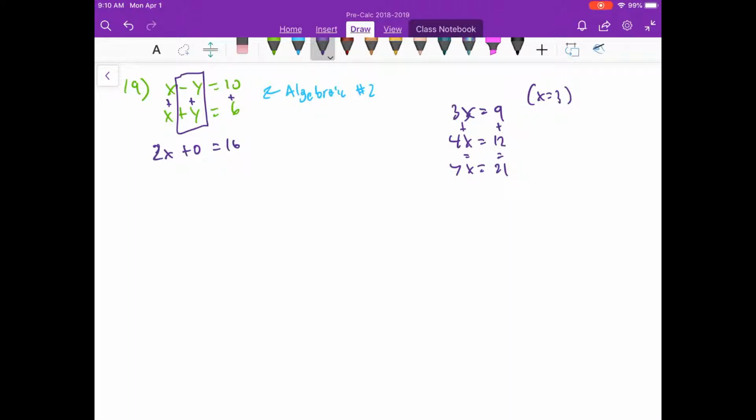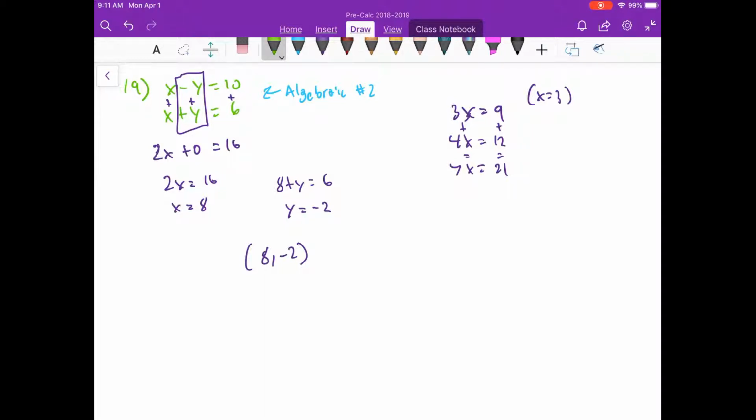I get 2x equals 16, x equals 8. Wonderful. I just plug this back into one of the equations and solve. Let's plug it into the second one, so 8 plus y equals 6. I chose it arbitrarily as to which equation to use. So y equals 6 minus 8, which is negative 2. And we have our answer. Our point is just 8, negative 2. And we're done. All right, moving on to the last problem.